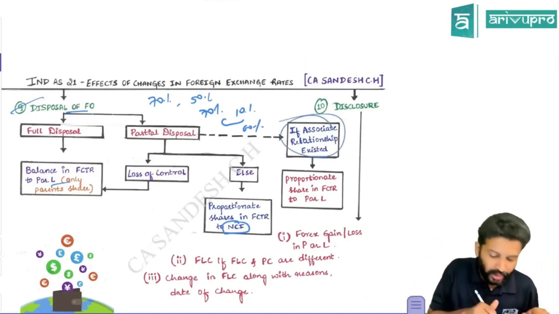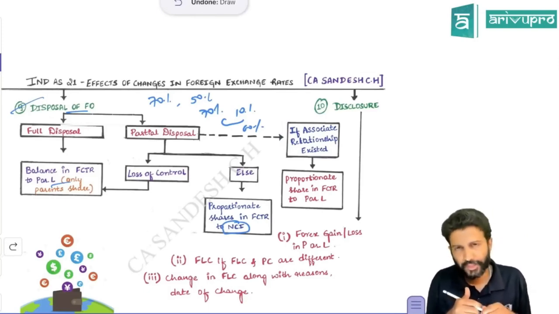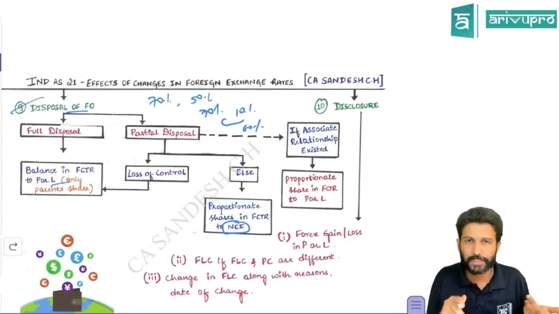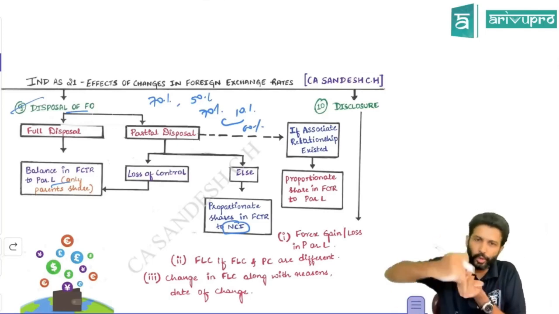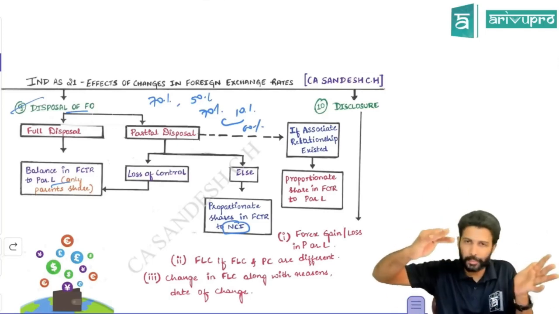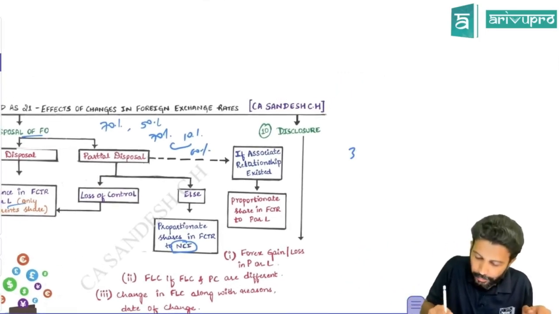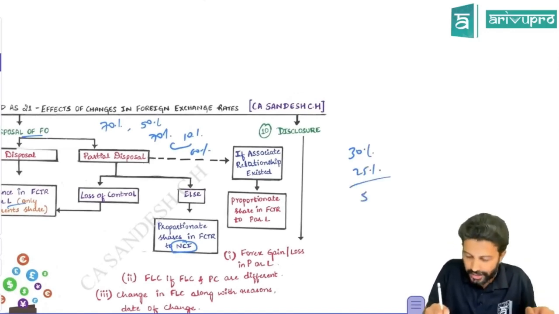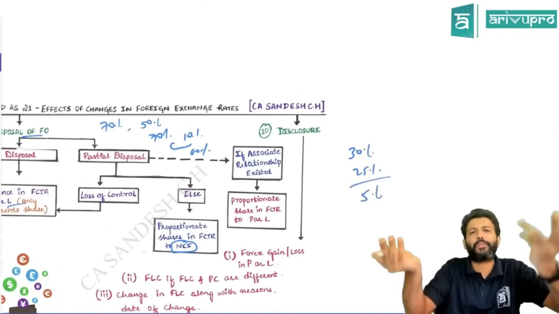Okay, the next one is what if this foreign operation is an associate? If an associate, also same thing. First check, have you lost significant influence? If you have lost significant influence due to full disposal or partial disposal, whatever be the case. Okay, let's say you had 30%. If you sell off 25%, it's a partial disposal because 5% is still remaining with you. But significant influence you lost.